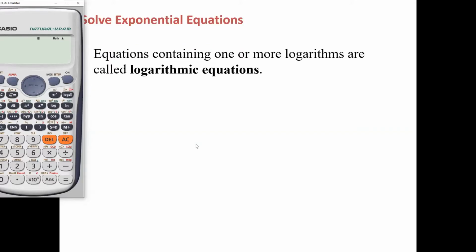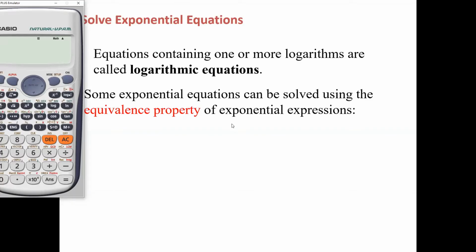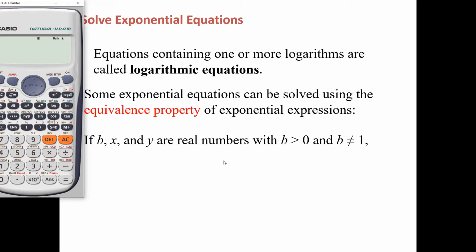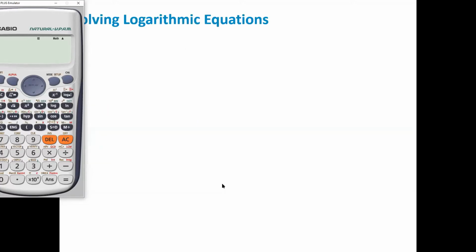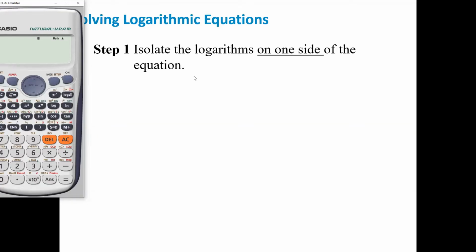Okay. Logarithmic equations. Some exponential equations, these can be solved using the equivalence property. Here's what it is. Then if b to the x equals b to the y, x equals y, this is something we did before. Okay. This is the one we had where like 5 to the third equals 125, because 125 is 5 to the third. So it's the same value. Problems like that.